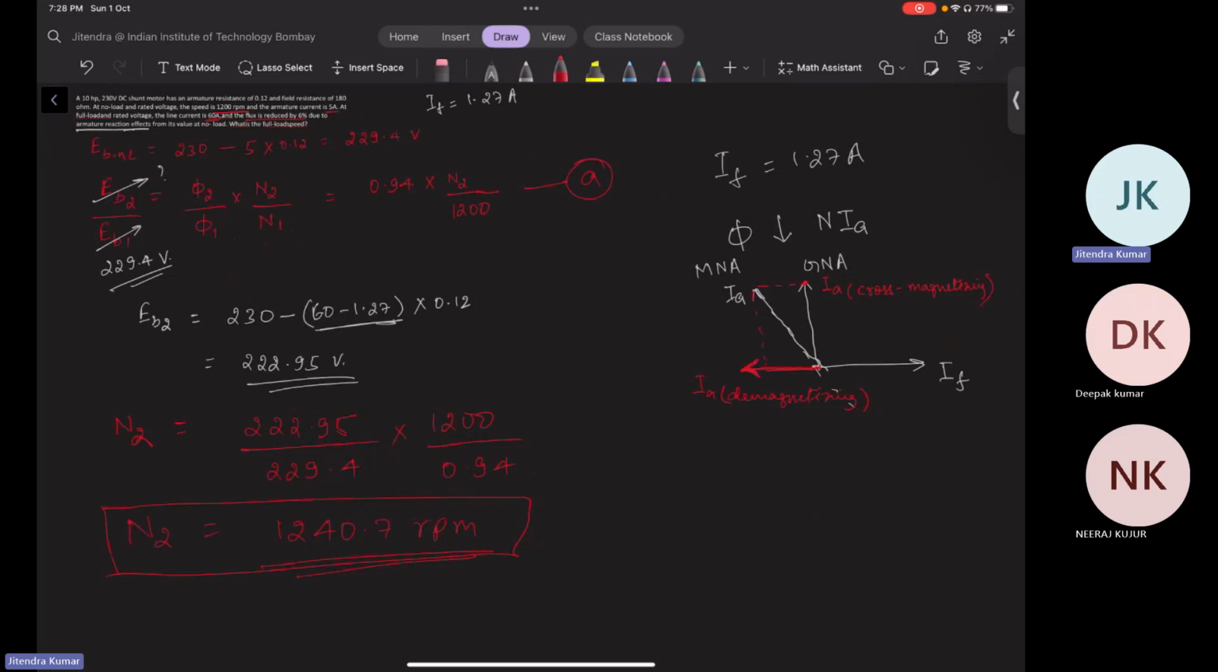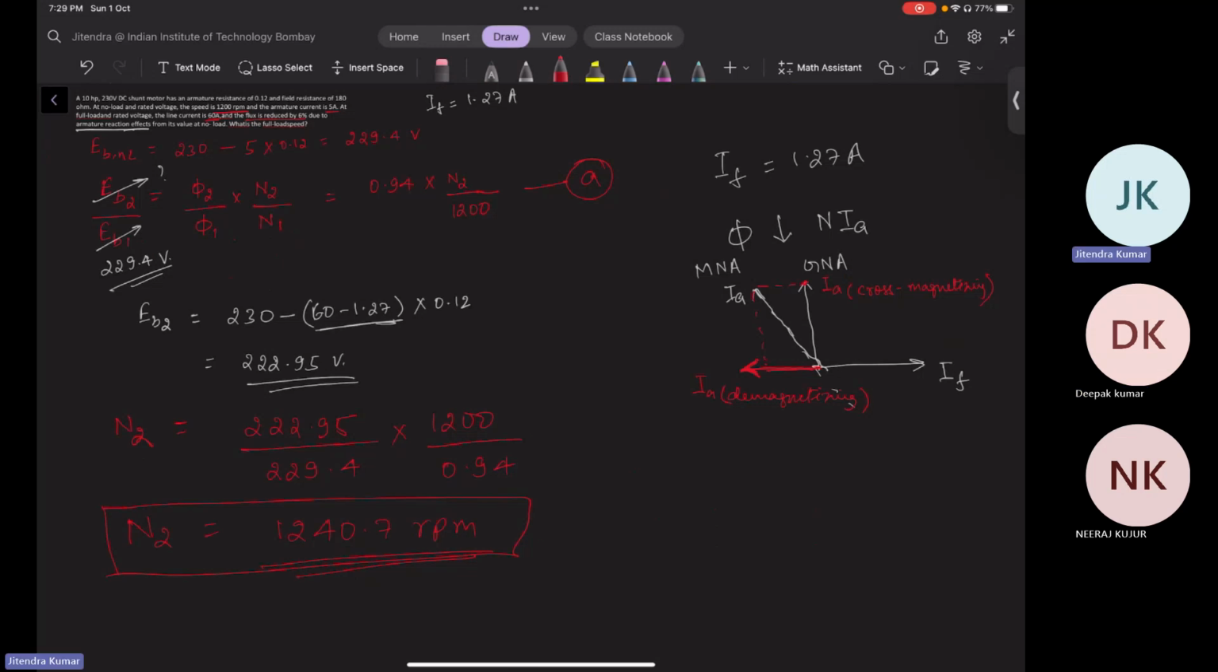Any doubt in this particular problem? Sir, here we cannot go with the current. Sir, I did it with the IF reducing, so my answer was coming around 3000 RPM. That was wrong.